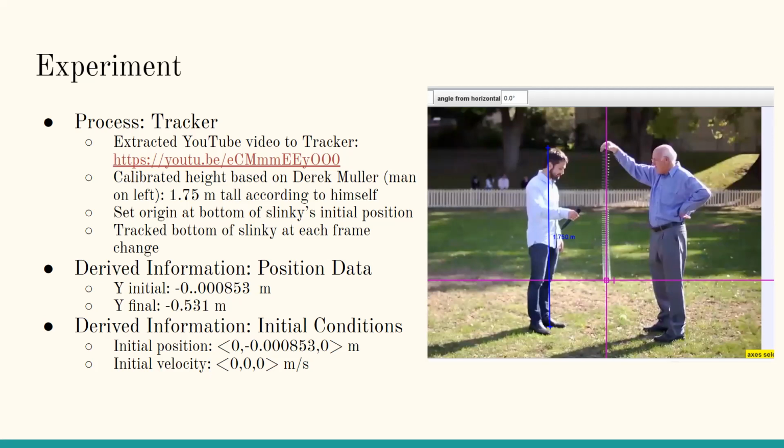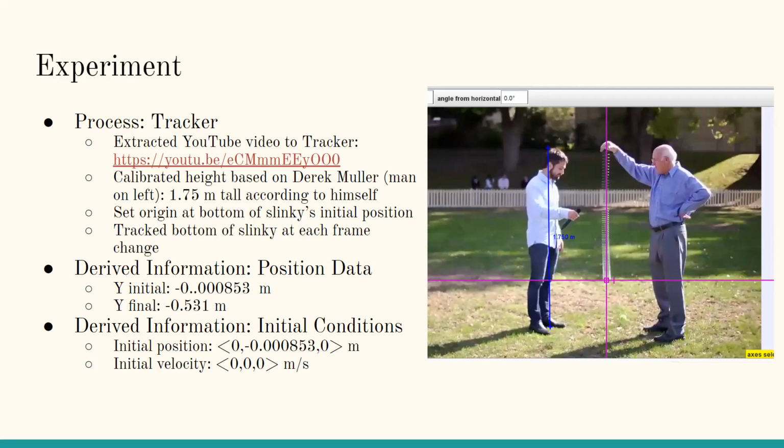slinky. I set the origin of the system at the bottom of the slinky and calibrated the distance with the height of Derek Muller, who is the man on the left. On his Twitter, he stated that he's about 1.75 meters tall. I oriented the axes and coordinate system for the positive y-axis to be pointing up. Then I went frame by frame through the video to mark the eraser's position over time.